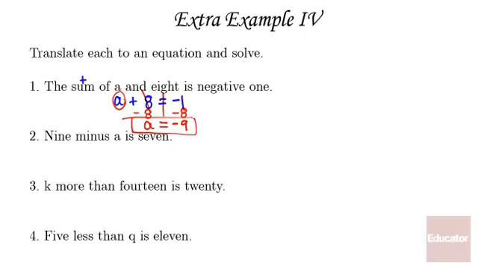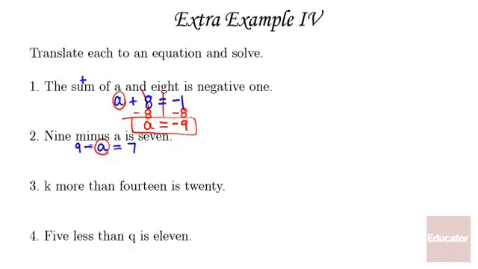The next one, 9 minus a is 7. So 9 minus a equals 7. I'm solving for this. Now, for this one, we don't have to use the inverse operation, right? If you can solve it in your head, if it's easy, then you can just go ahead and do that.